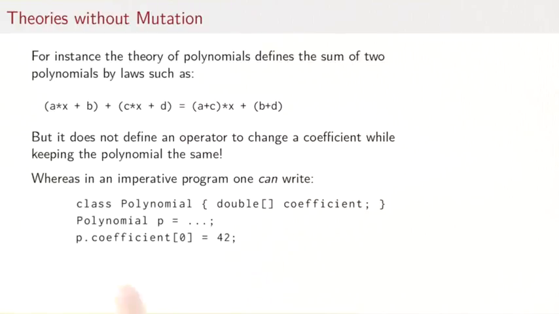One can write a class Polynomial that would have an array of doubles containing the coefficients. One can then define a concrete polynomial p, and one can set the coefficient 0 of that polynomial to 42. When one does that, the polynomial p is still the same. That in mathematics simply is not available. It would detract from the theory in mathematics, and in fact could damage this theory by breaking laws.